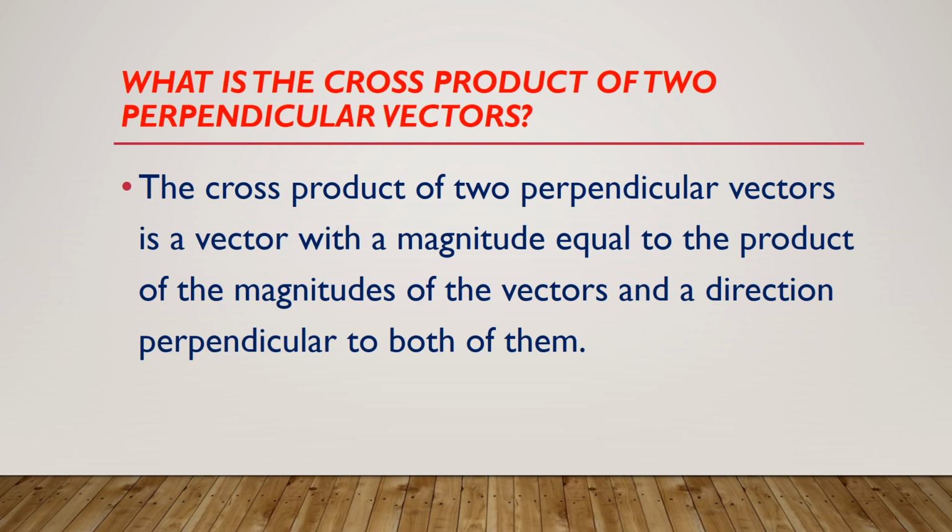What is the cross product of two perpendicular vectors? The cross product of two perpendicular vectors is a vector with a magnitude equal to the product of the magnitudes of the vectors and a direction perpendicular to both of them.